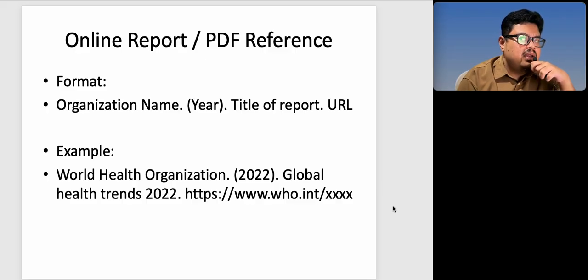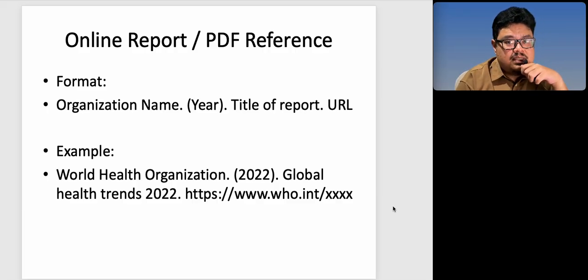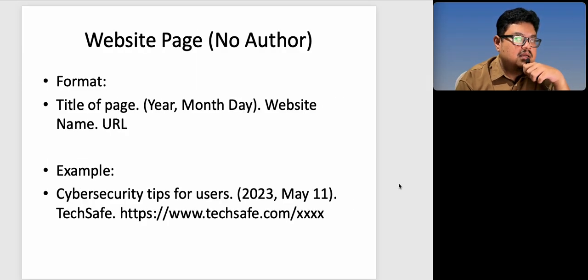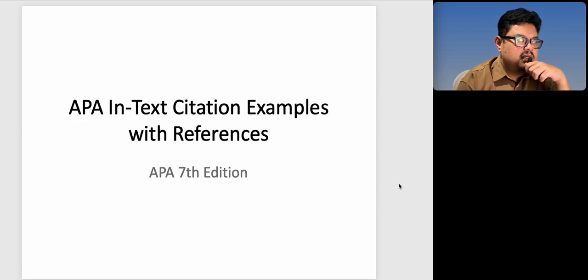And this one is for an online report. So for an online report, they usually won't have the author name. They just put the organization's name. So if there's no author, you just put the organization's name. So for example here, WHO, World Health Organization. Okay, website page with no author. Okay, so let's look at APA in-text citation examples.